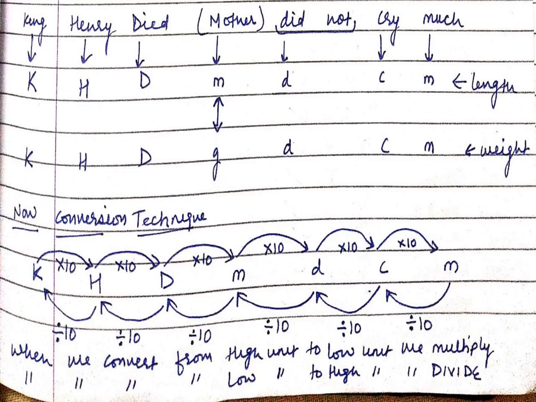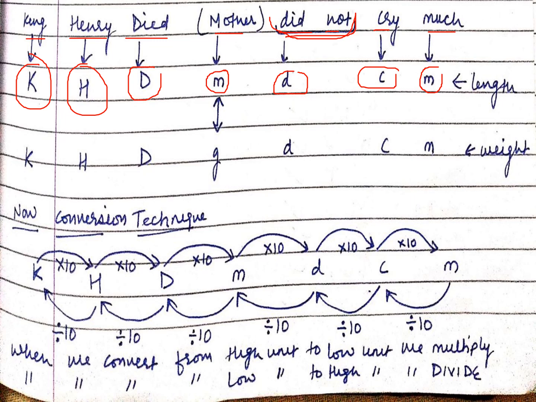That line is very simple. King Henry died. Mother did not cry much. This "did not" is a single word actually. Okay. This K, capital H for Henry, capital D for died, small m for mother, small d for did not, small c for cry, and small m for much.